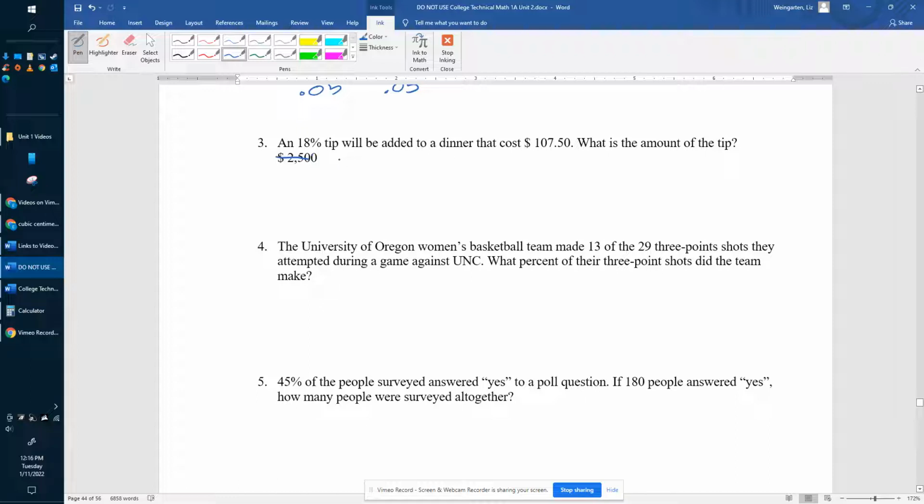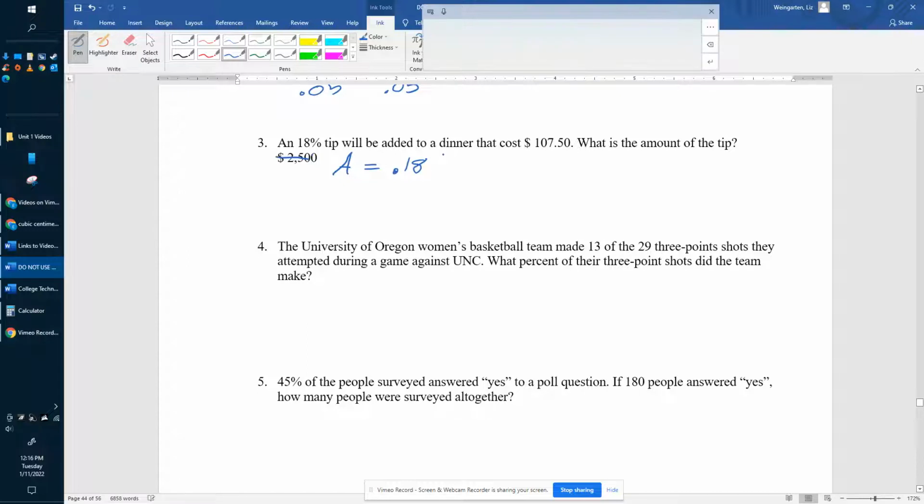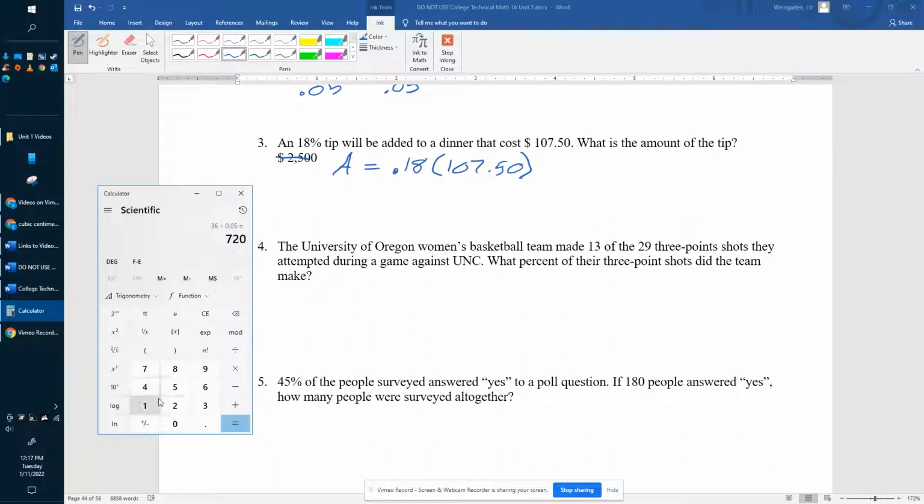So amounts, our new amounts. A is going to be 18% of our base amount, $107.50. So let's go ahead and put that into our calculator. Our tip is going to be $19.35.